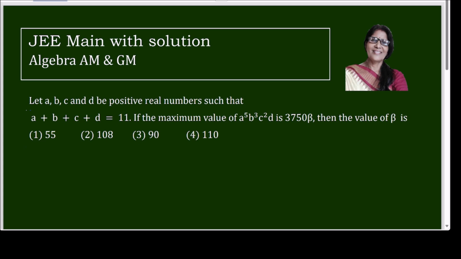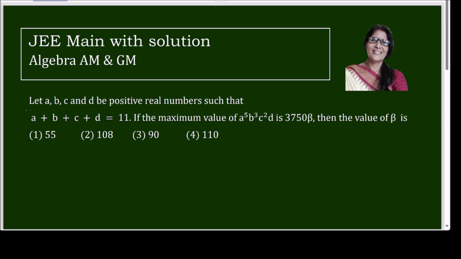Let A, B, C and D be positive real numbers such that A plus B plus C plus D equals 11. If the maximum value of A power 5, B power 3, C power 2 and D equals 3750 times beta, then the value of beta is? Four options are given: 55, 108, 90 and 110.